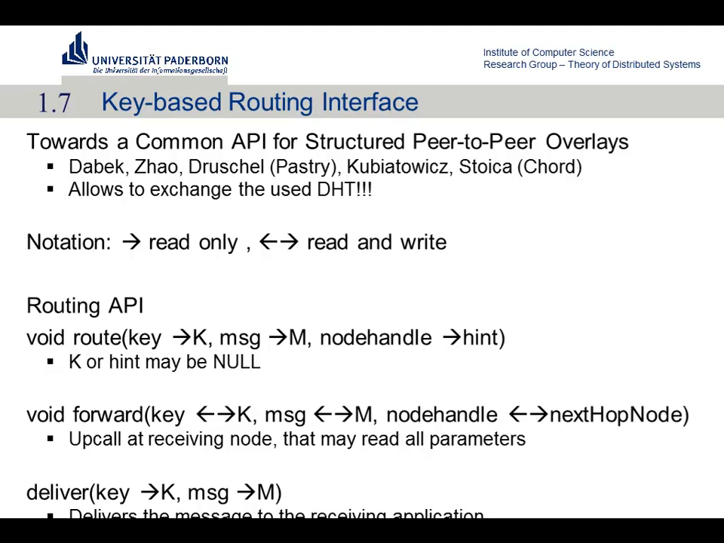So what can you do? First of all, you can route a message. Here's the message to a specific key, and you can give a hint. That means what is the next hop. As it was said, for routing you can start with an arbitrary node for your lookup, but if you give the hint, then you start with this node as the first hop in your lookup. And here you give the node handle, it's something like an IP address and port. So this is how you can route.